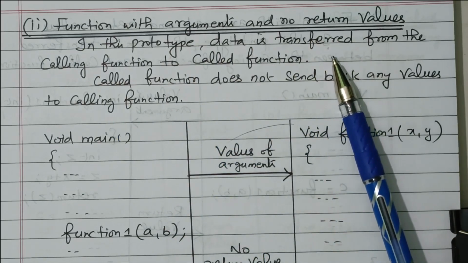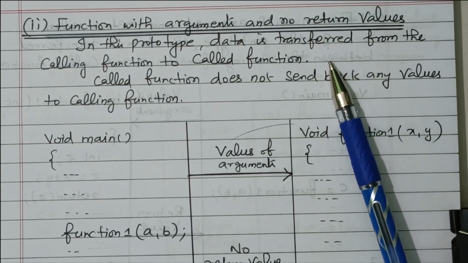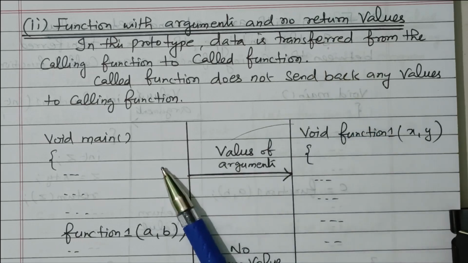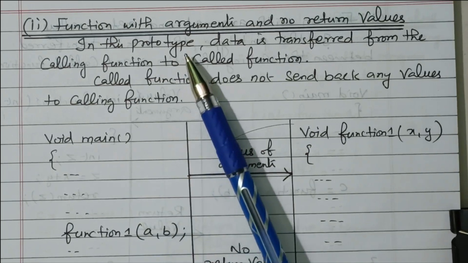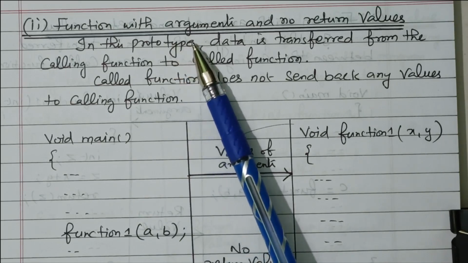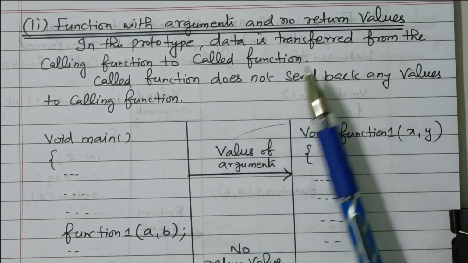We know that there is a main program and a function. The main program has a set of instructions. The repeated instructions are put in the function. Whenever we need the function, we can call it from the main program. In this, the function has arguments, but it will not return a value.